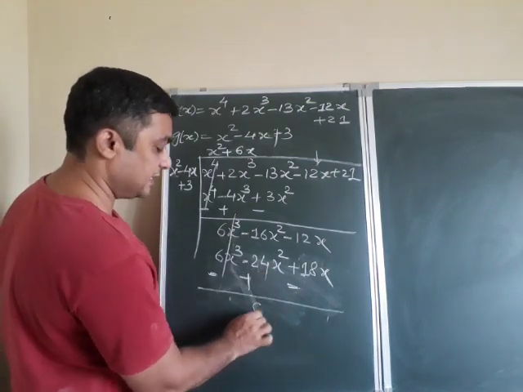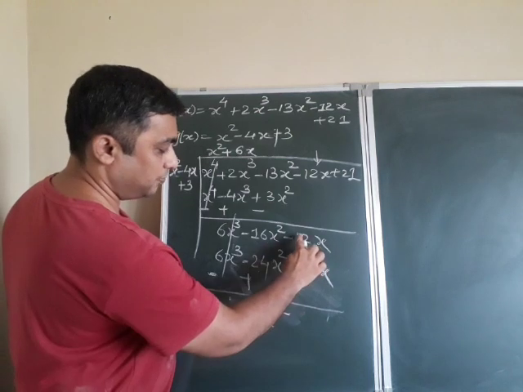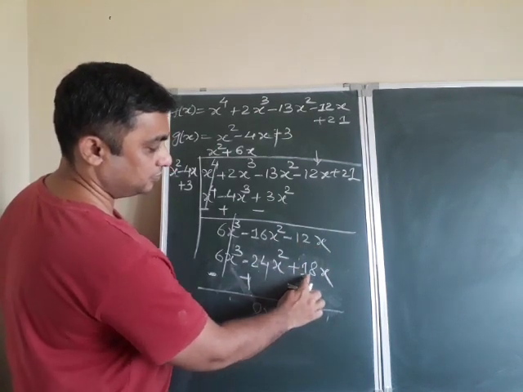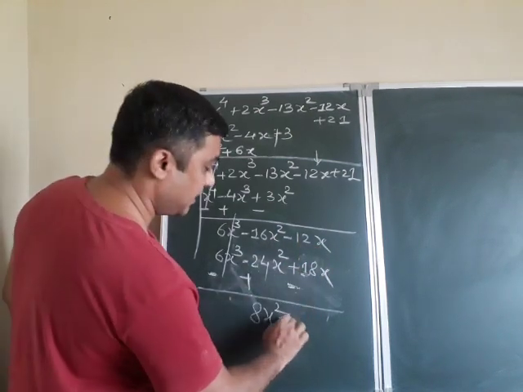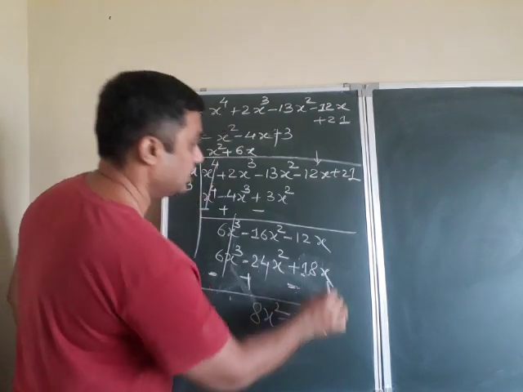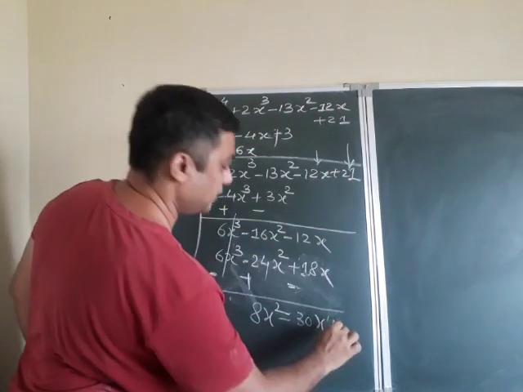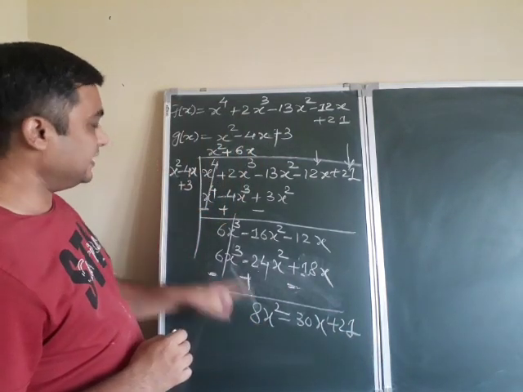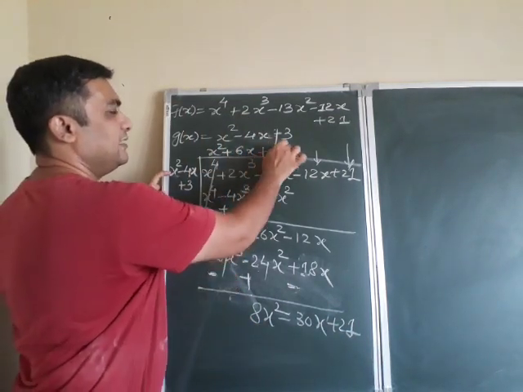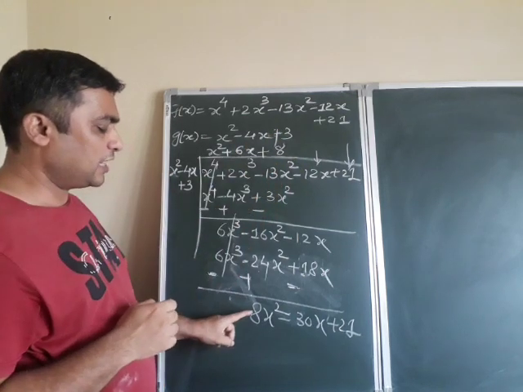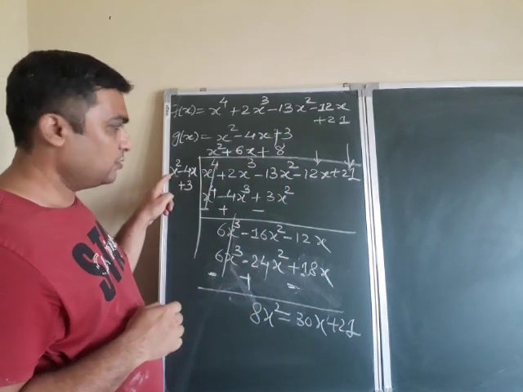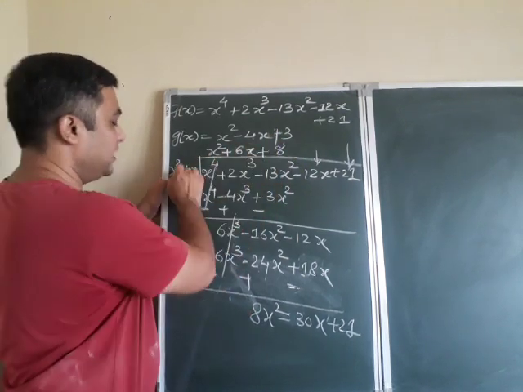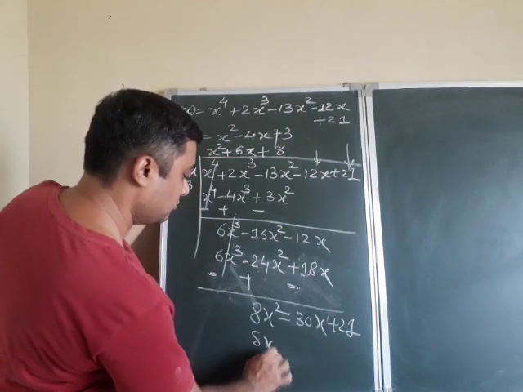Now minus 16 plus 24, so that is 8x square. Minus 12 minus 18, so that is minus 30x. And this would be carried forward, plus 21. Now here you insert the number. See, this is 8x square, this is x square. I think you can get the idea easily. Otherwise you can do 8x square upon x square. So this is plus 8, so 8 into x square, 8x square.